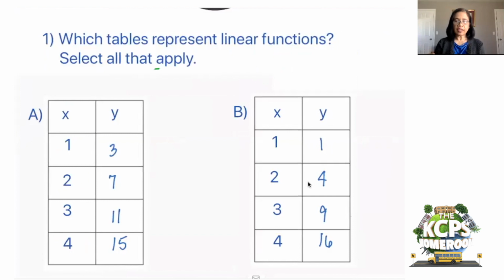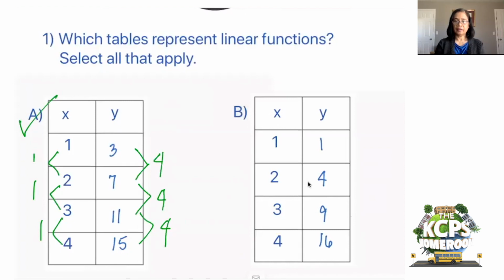Okay, so which tables represent linear functions? Again, when we say linear functions, they change by equal differences over equal intervals. So let's look at the intervals here. Equal intervals, you have 1 and 1. And the differences, let's check if they're equal. Okay, 4 from 3 to 7, 7 to 11, 4 and 4. So our conclusion is this table represents a linear function.